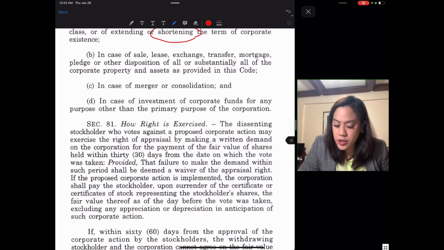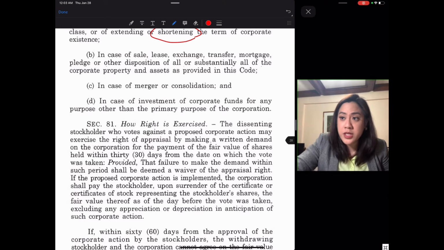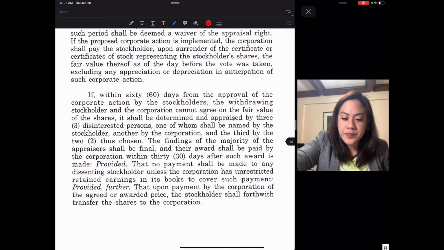Now, the corporation shall pay the stockholder upon surrender of the certificates representing the shares the fair value thereof, because it's to be paid based on the fair value as of the day before the vote was taken. Now, there are periods stated therein, and I have written them down. So let me just skip it quickly, no?